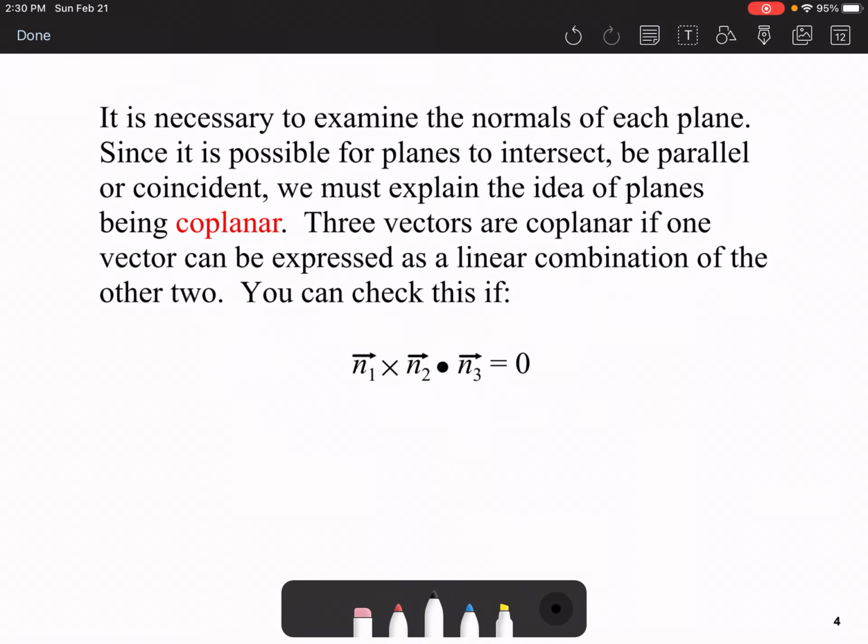Now, it is necessary to examine the normals of each plane, since it is possible for planes to intersect, to be parallel, to be coincident, or in any form. You need to investigate whether they're coplanar. So how you investigate whether three planes are coplanar, you have to investigate their normals. Three vectors are said to be coplanar if one vector can be expressed as a linear combination of the other two. And you can check this by seeing if n1 cross n2 dotted with n3 would equal 0.